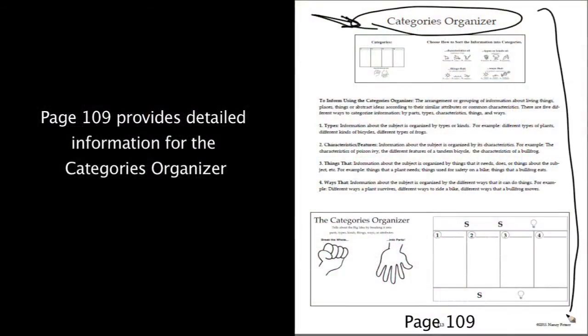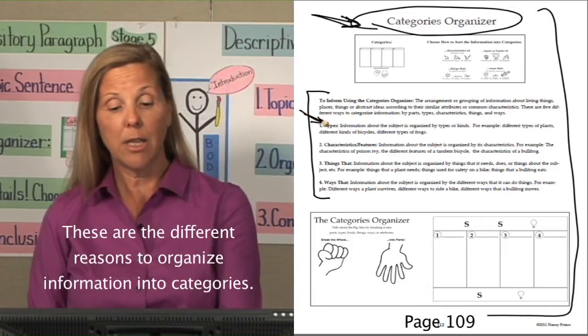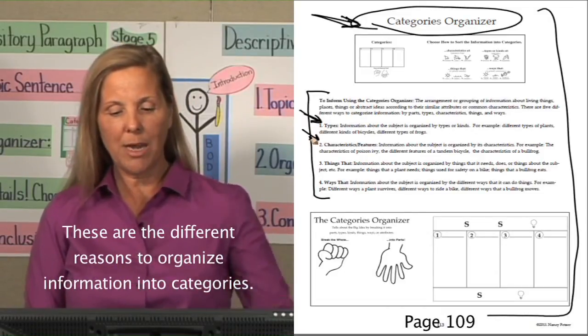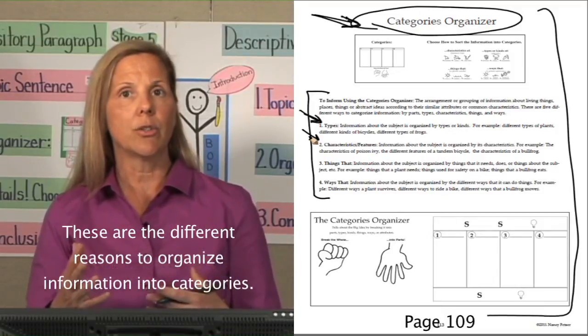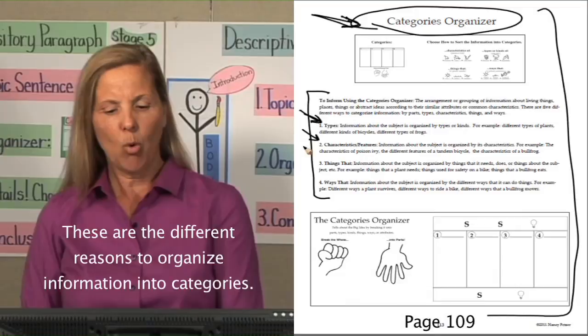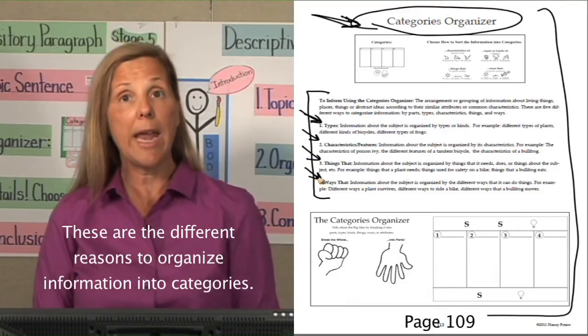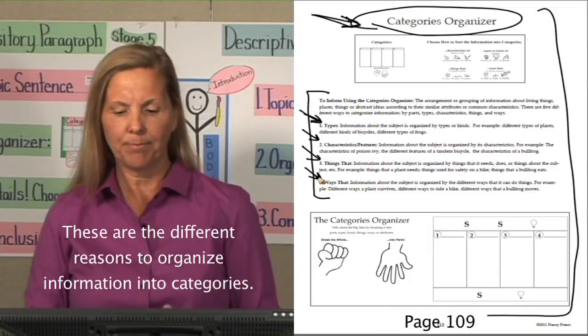This whole page is dedicated to the categories organizer. Information about all the different ways that you can categorize information. You can organize information by types, like the different types of flowers. Or you can organize information by their characteristics or features. So the colors or the sizes. Or things, you can organize by things, or you can organize by ways. These are different ways to take information and sort it into categories.